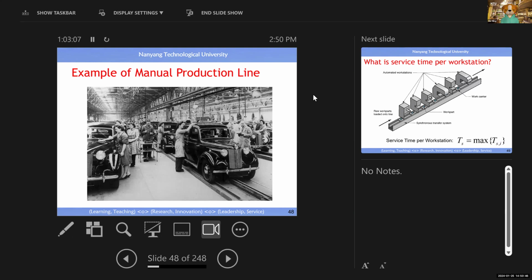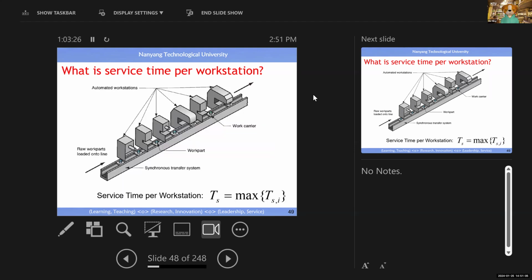Okay, this is the manual production line, right? If we talk about the service time per worker in this production line, always identify the slowest one and use the time as a measurement, or as a value for theoretical study, okay.